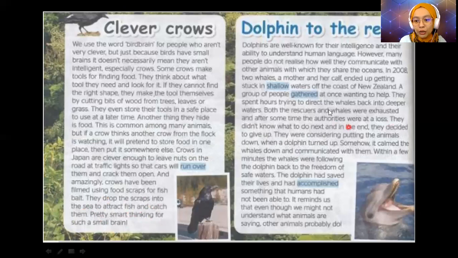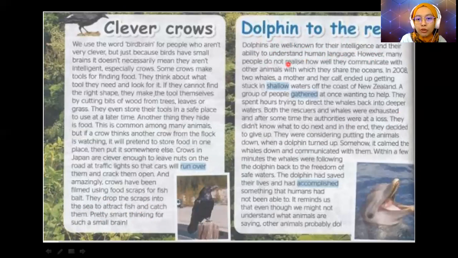Now, kita continue dengan dolphin pula. Dolphin to the rescue. Maksudnya haiwan apa, ikan lumba-lumba ni to the rescue, untuk menyelamatkan somebody lah. Dolphins are well known for their intelligence and their ability to understand human language. Now, well known, terkenal, betul, terkenal. Saya pun tahu ni, intelligence yang mereka ni bijak, dan kebolehan mereka untuk memahami bahasa manusia.